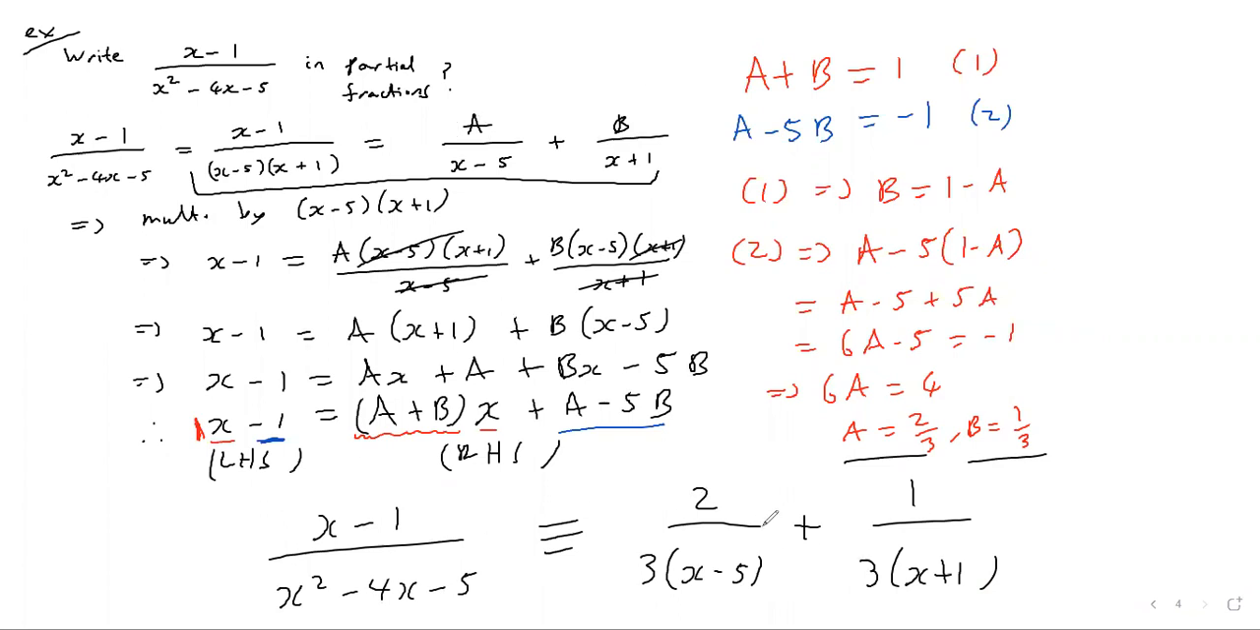And again, if you wanted to check it, you can just use fraction addition on the right-hand side, and you'll get the same result as what we get here anyway. So yeah, this would work essentially. This will give us the result that we need, and that is exactly how we would decompose this x minus 1 over x squared minus 4x minus 5 fraction into partial fractions.